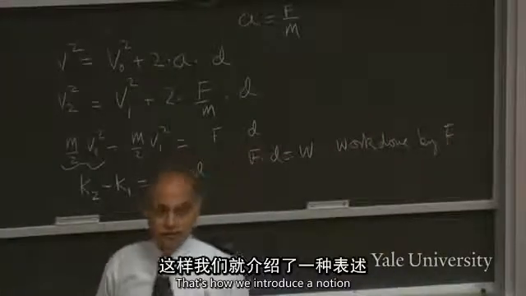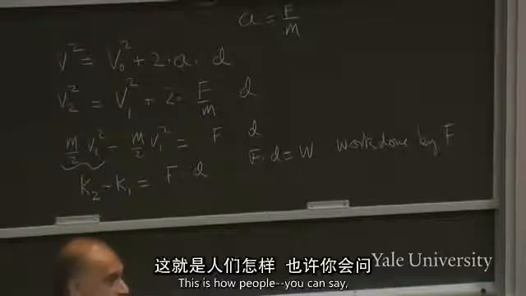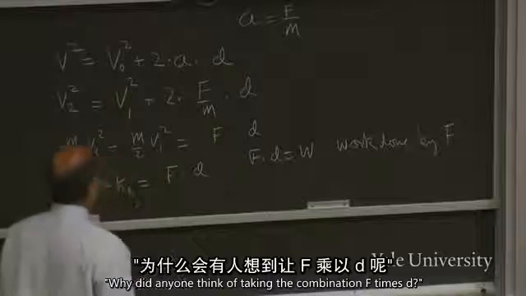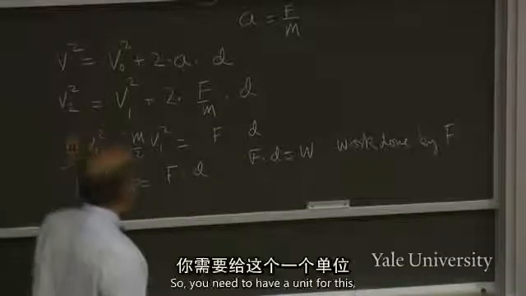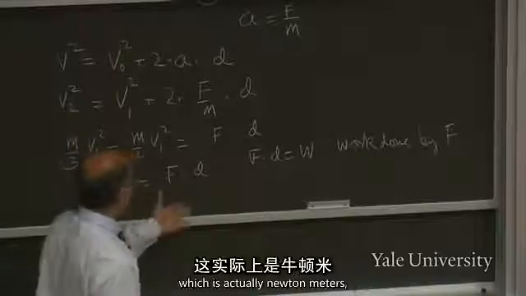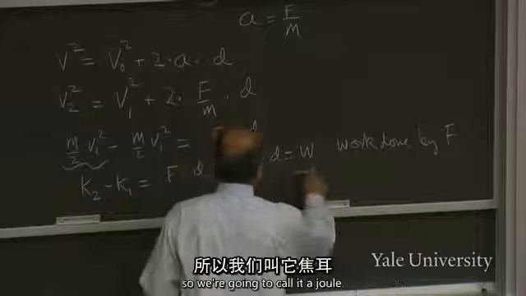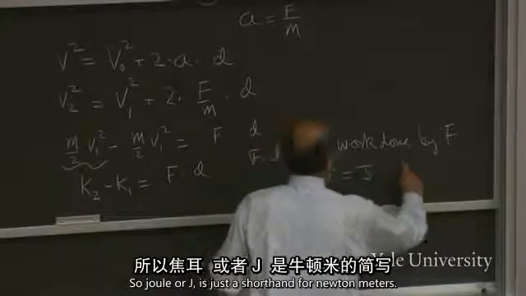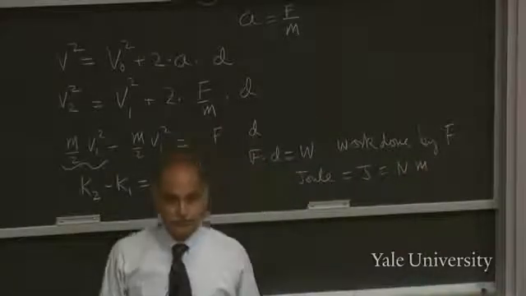That's how we introduce the notion of a force times distance as the definition of work. This is how people, you can say, why did anyone think of taking the combination F times d? Well, this is how it happens. So you need to have a unit for this, which is actually Newton meters, but we are tired of calling everything a Newton meter, so we're going to call it a joule. So joule or J is just a shorthand for Newton meters.